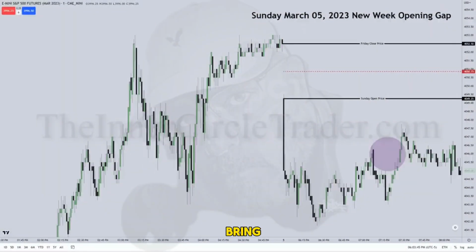And then bring us up to date with Sunday, March 5th, 2023 new week opening gap. Friday's closing price here, Sunday's opening price here, consequent encroachment between these two midpoints here, and there we can see the complete new week opening gap for March 5th, 2023.